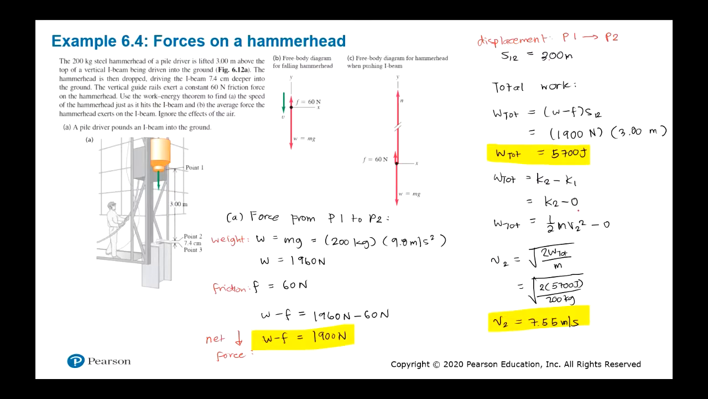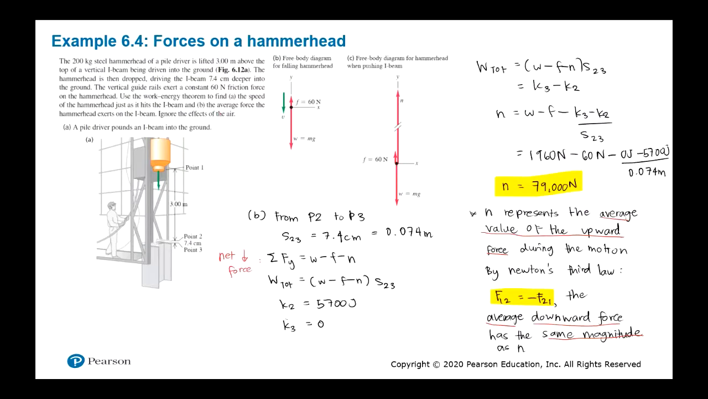And then we have a similar equation as the previous problem. Isolating v2, we get the square root of 2 times the total work over the mass. Plugging in all of our values, we have 2 times 5,700 joules over 200 kilograms. Get the square root of that, and your v2 is equal to 7.55 meters per second. So this is the speed of the hammerhead at point 2 as it hits the I-beam.